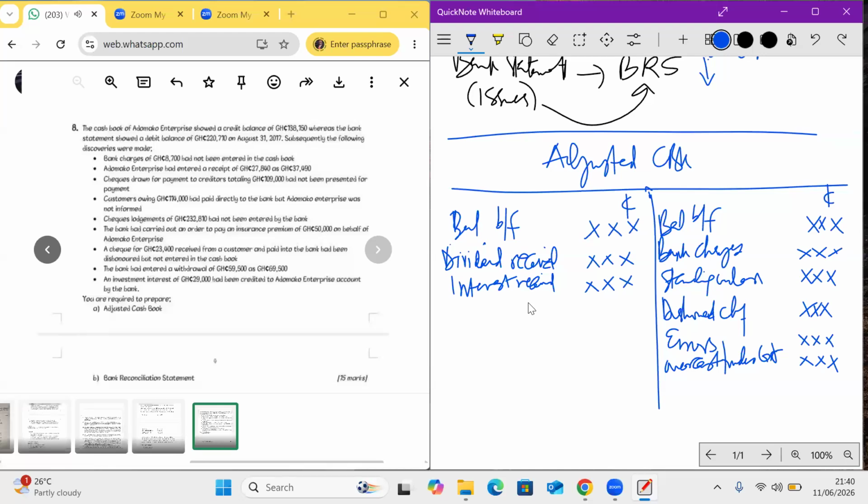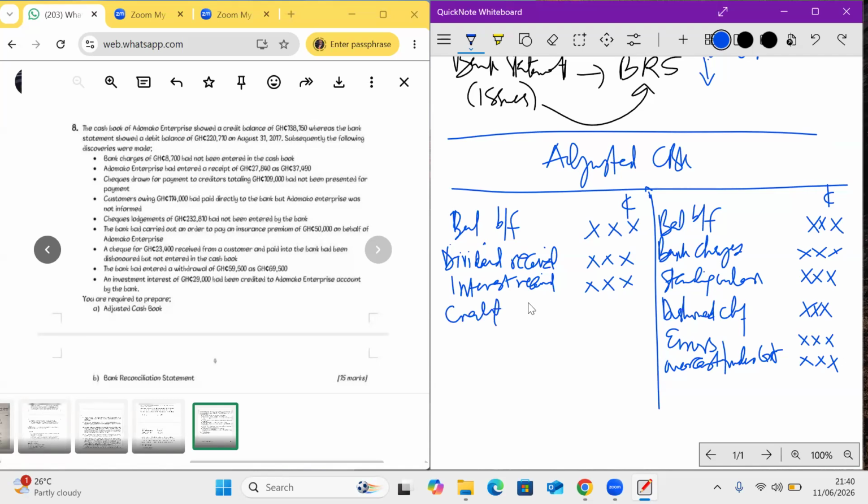Therefore, where will we record it? Double entry on the debit side of the adjusted cash book. Do you get it? Yeah. Interest received. Let's say the business has invested in T-bills and they are paying some interest. So it will also be on the credit side because that figure is increasing the balance of the business with the bank. We can also have what is called credit transfer.